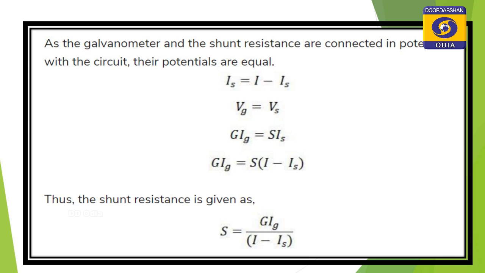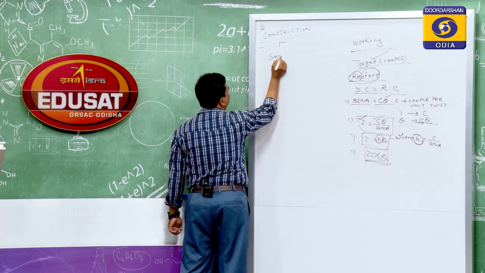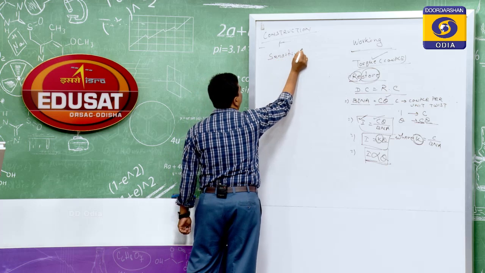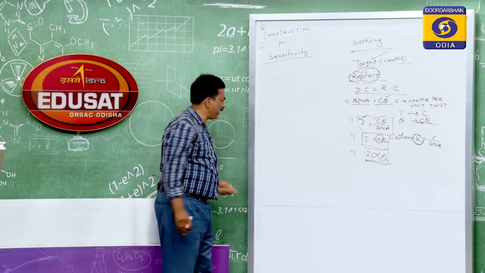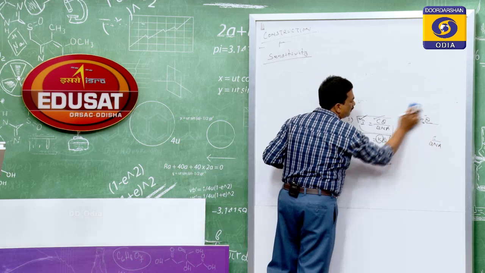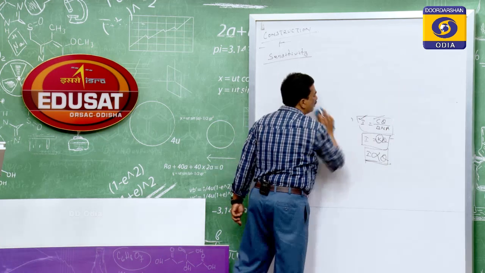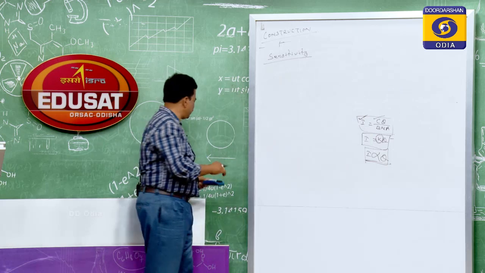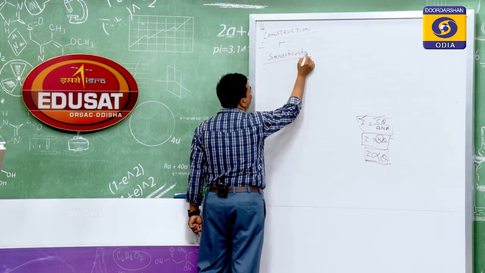So now we are going to discuss its sensitivity. The sensitivity of the galvanometer is of two types. Sensitivity means sensation, how it responds. If the galvanometer responds very quickly, then we say it has more sensitivity. If the response is less, then it has less sensitivity. That sensitivity depends upon different factors, by which it increases or decreases. Next, we are going to find the sensitivity.